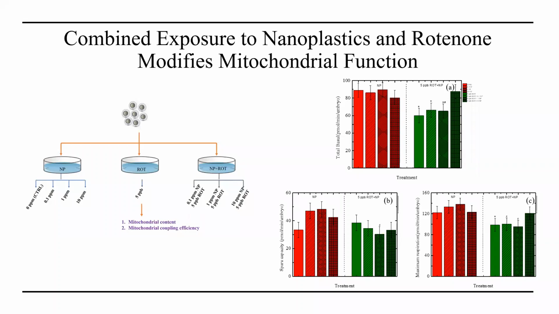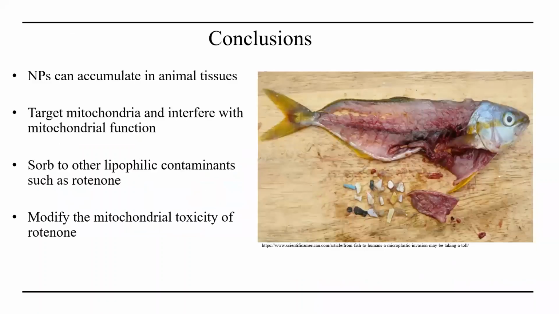We didn't see any change in total basal with the nanoplastic exposure, and there's a significant decrease in total basal in the rotenone-only exposure group. Interestingly, we see an increase in total basal at the combined exposure, especially at the highest dose of nanoplastic and rotenone, which suggests a reduction of rotenone toxicity in the presence of nanoplastic. We see a similar trend for the maximum respiration and the spare capacity.